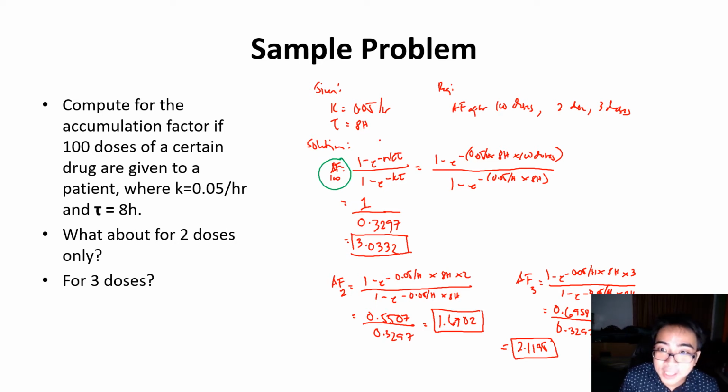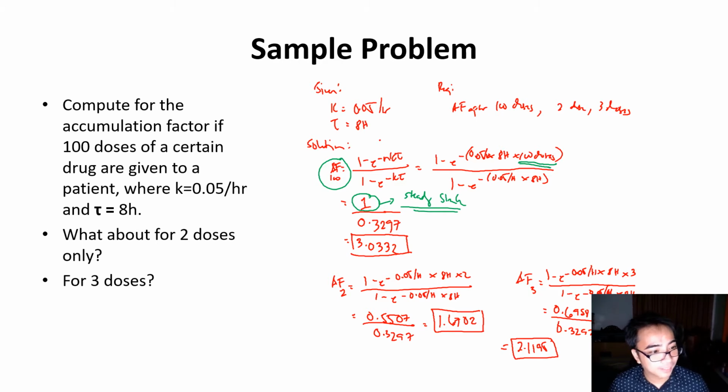Okay? You notice, class, after 100 doses, ano nangyari sa value natin sa 1 minus e^(-nKτ)? Di ba naging 1? Okay? Para tandaan to, class, ang numerator na to, usually nagiging number 1 yan. Nagiging 1 na lang yung value niyan if the drug is already assumed to be at steady state. So, are we clear? Okay, yung 1 minus e^(-nKτ) na yan, nagiging 1 yan kapag yung number of doses na binibigay mo is already expected to reach steady state concentration.